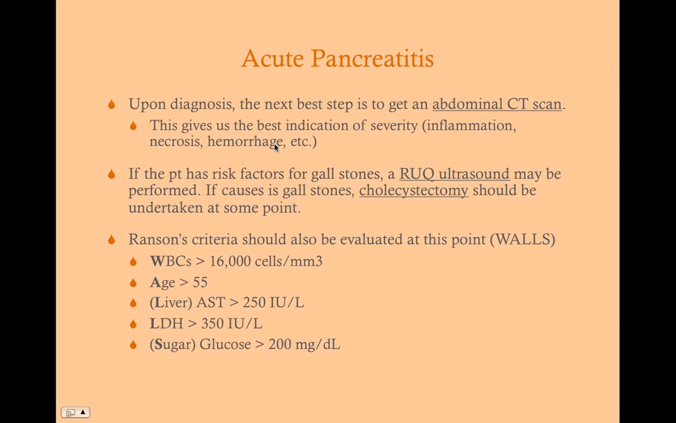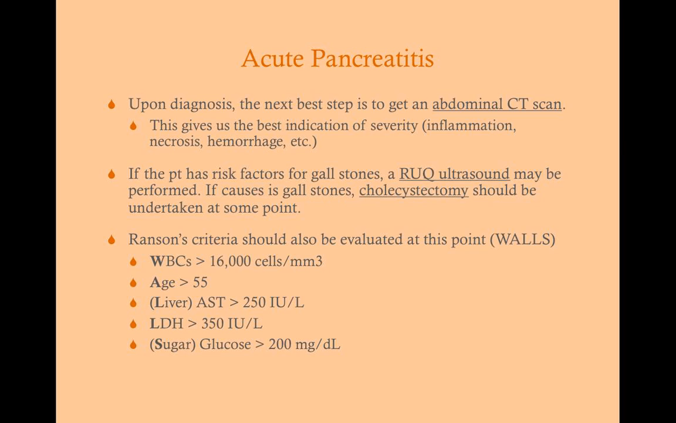So when you've diagnosed acute pancreatitis, the next best step is to get an abdominal CT scan. And the reason is that the abdominal CT scan is going to give us the best indication of severity. The abdominal CT scan will show us inflammation, it will show us necrosis, it will show us hemorrhage, it will show us if there's any other complications in the pancreas. So the abdominal CT scan is the best first diagnostic step after you've made the diagnosis with your labs.